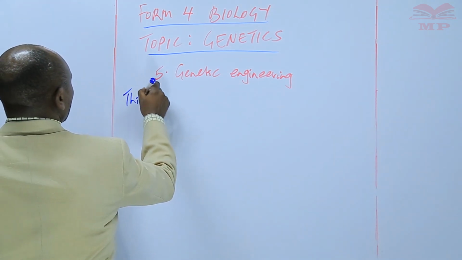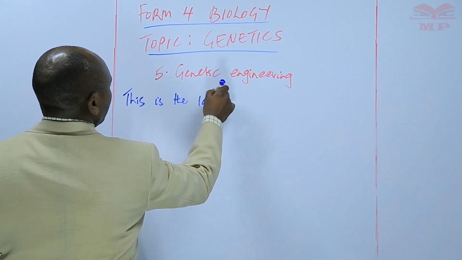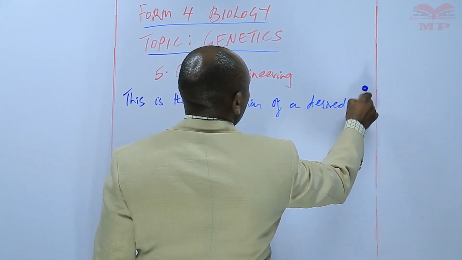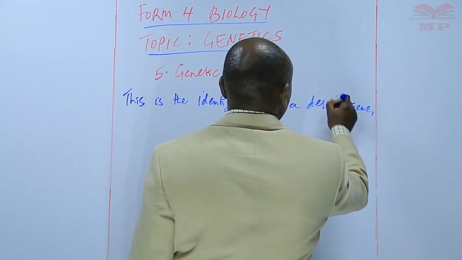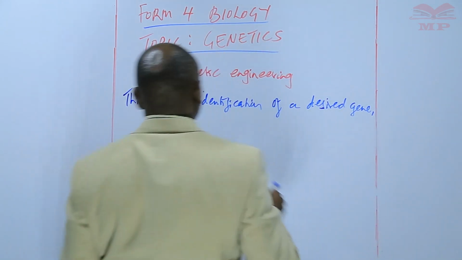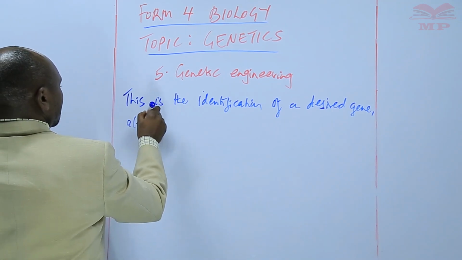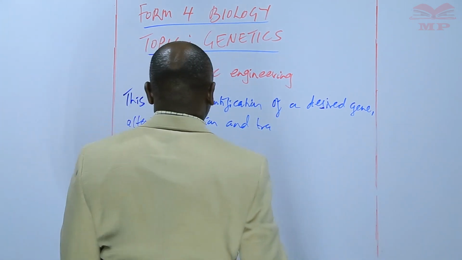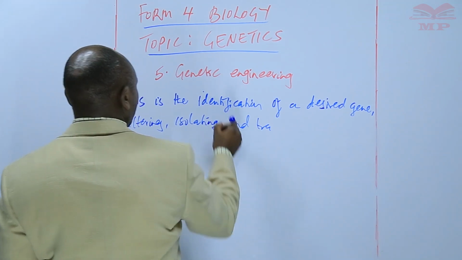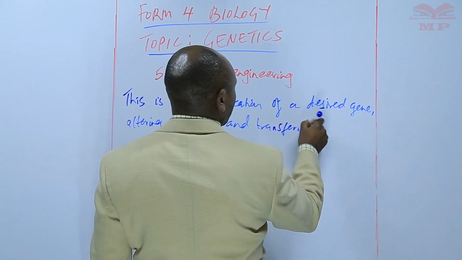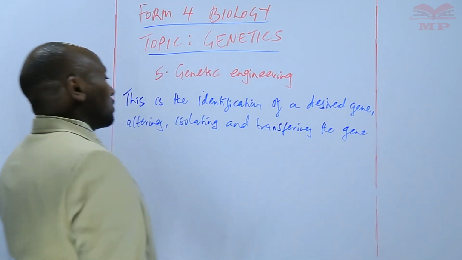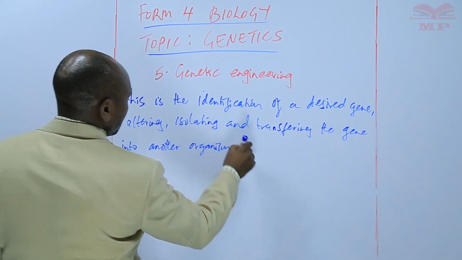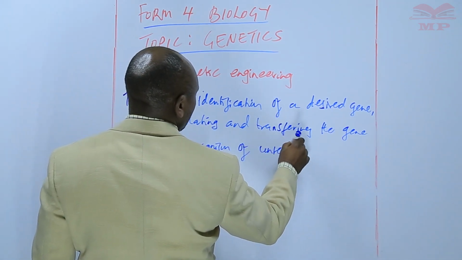So this is the identification of a desired gene, altering, isolation, and isolating and transferring the gene into another organism of unrelated species.